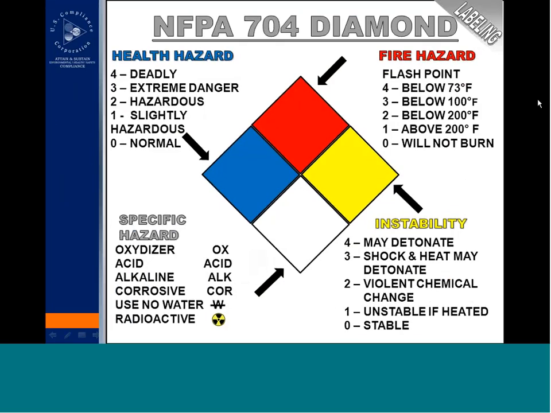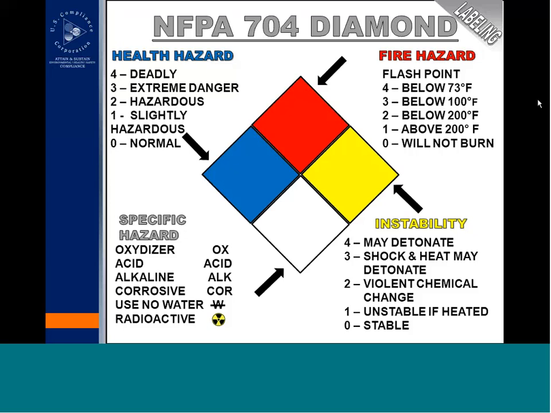So with your NFPA 704 diamond, we have a blue box that refers to the health hazard, red box that refers to your fire hazard, yellow box that relates to instability, and those 3 boxes, the 3 of color, are rated on a scale of 0 to 4. 0 being a minimal hazard with relation to that category, 4 being an extreme hazard with relation to that category.